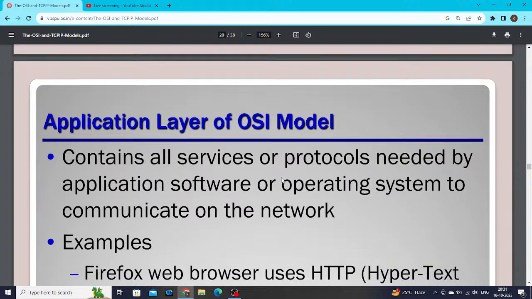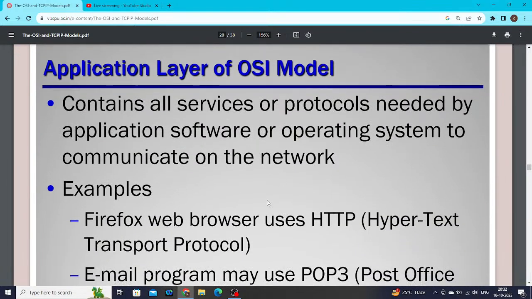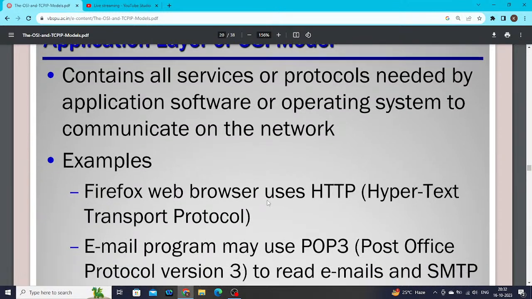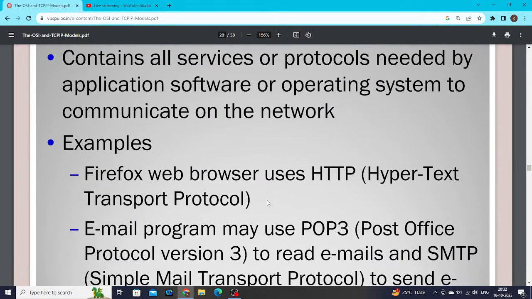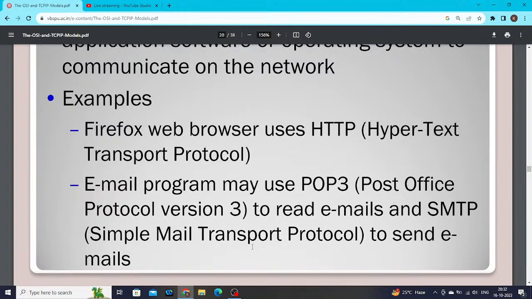Application layer of the OSI model. The application layer contains all services or protocols needed by application software or the operating system to communicate on the network. For example, the Firefox web browser uses HTTP, the hypertext transfer protocol. An email program may use POP3, Post Office Protocol version 3, to read emails and SMTP, simple mail transfer protocol, to send emails.